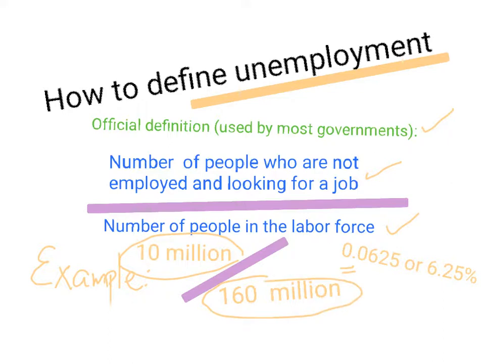By the way, the labor force is different from the total population. The total population also includes people who do not have a job and are not interested in looking. The labor force is everybody that's working, and it's everybody that doesn't have a job but is looking for a job. So let's say that's 160 million people, and you divide those two, 10 divided by 160 million, which is the same as 1 over 16, which if you plug that into your calculator, you get 0.0625 as a decimal, or 6.25%.